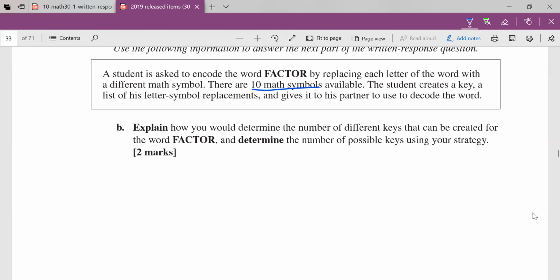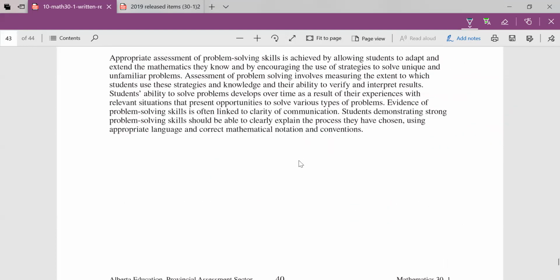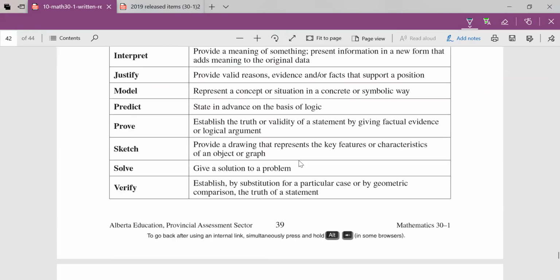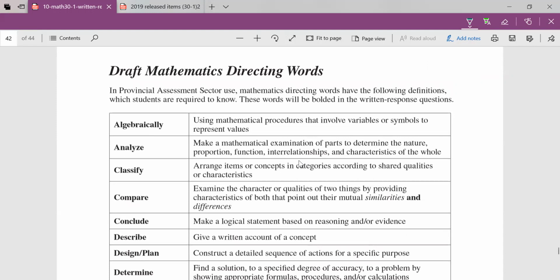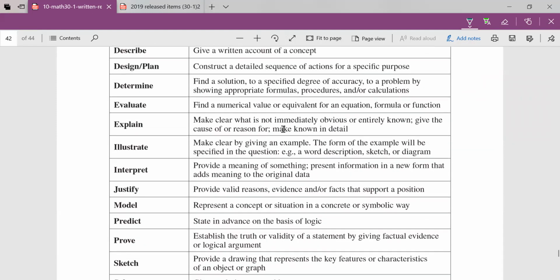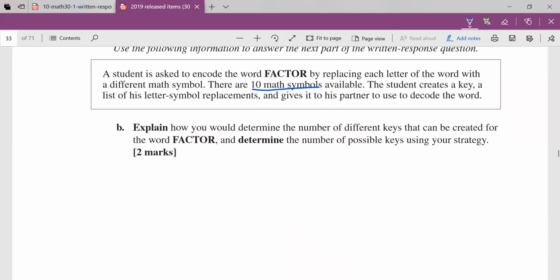B, explain. Okay, the word explain is a directing word. And what I want you to think about when you're looking at these directing words is they're in the document themselves. If you just pull up this document, where are the directing words? Right here. You should have an idea of what these directing words are. So explain: make clear what is not immediately obvious or entirely known. Give the cause of or reason for. Make known in detail. I want to see some words is what I'm getting at here.